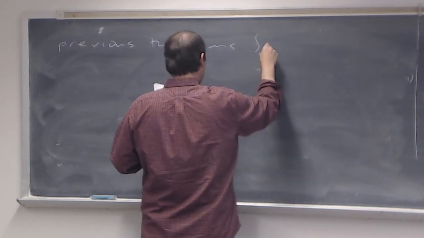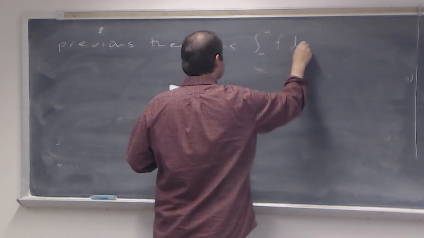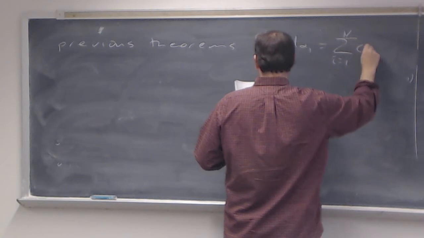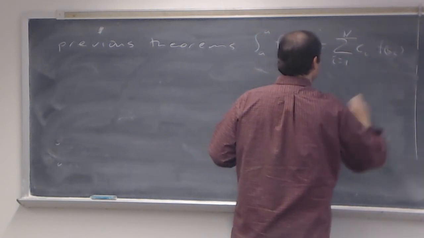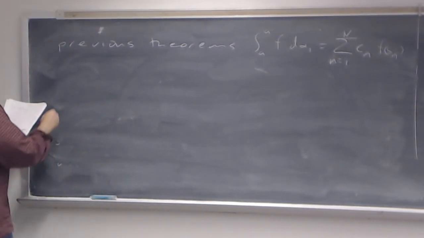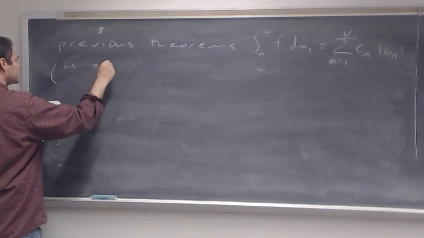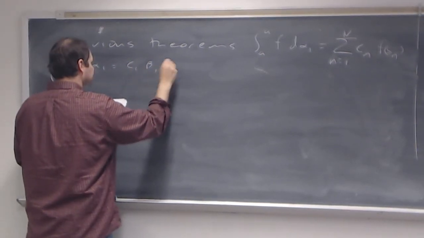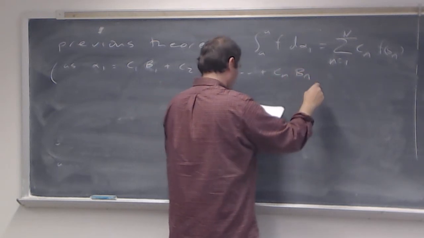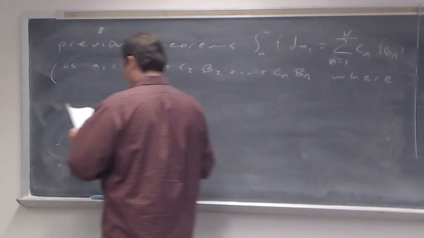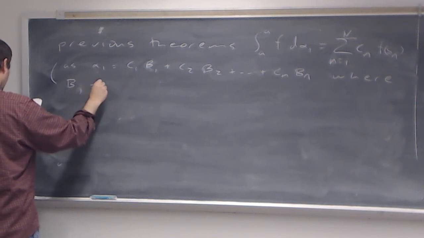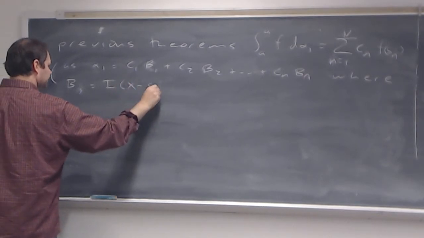What we get is that the Riemann-Stieltjes integral from a to b of f d alpha sub 1 is going to be equal to the sum as i runs from 1 to N of c sub i f of s sub i. And the way we can see that, a parenthetical part of the explanation here, is alpha sub 1 can be thought of as c1 times B1 plus c2 times B2 plus all the way up to cN times BN, where the c sub i's are just numbers, but the B sub j, I'll call them, are equal to the step function evaluated at x minus s sub j.